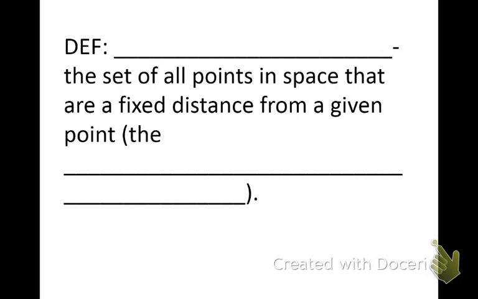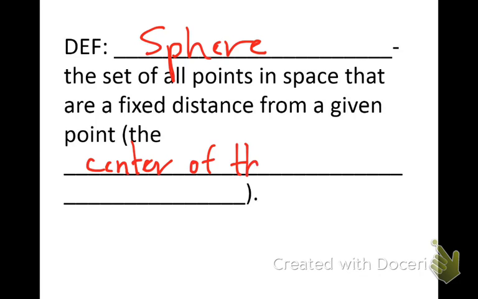Sphere. The set of all points a fixed distance from a given point. That given point is called the center of the sphere. The difference between the definition of a circle and a sphere is a circle would be all the points in a plane equidistant from a given point. In a sphere, it's all the points in space equidistant from a given point.